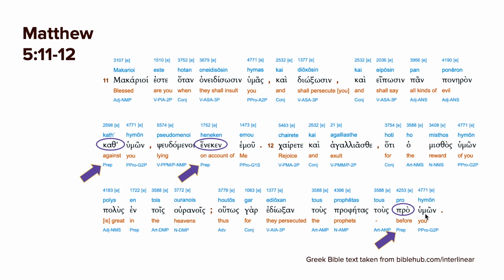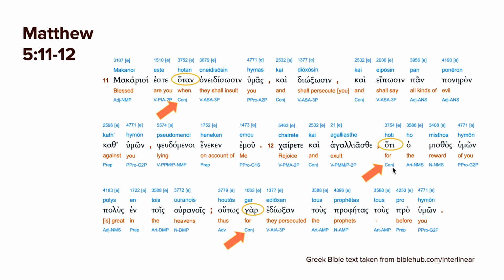And then pro humon is before, and you guys recognize this from pro, like before something. So pro is an ancient Greek prefix, and you'll see that also combined with other verbs. But here it's followed by the genitive. All right, just a few more things about conjunctions. Hotan. Hotan here is when. So you're blessed when they insult you. When they insult you. Hotan.